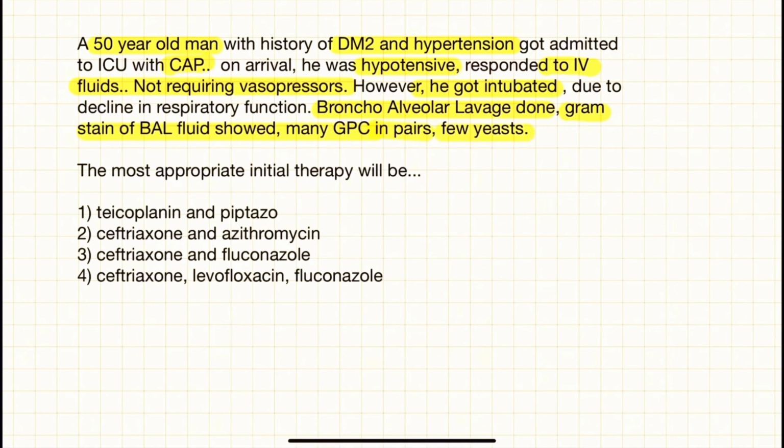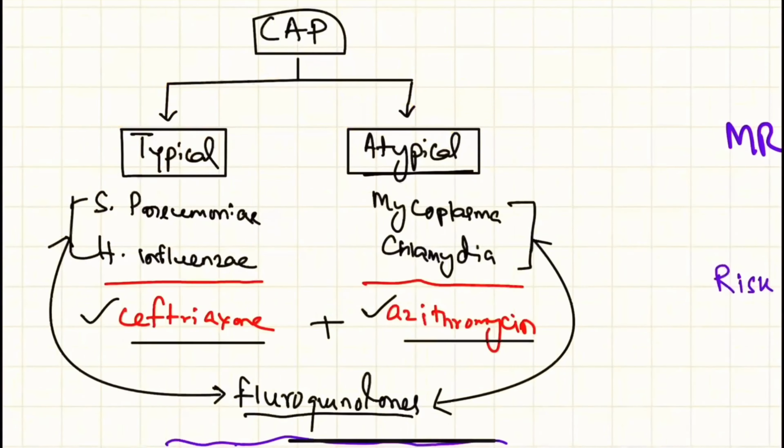Now, in this case, what are the antibiotics we can give? We have four options. We'll discuss what will be the best option. For community-acquired pneumonia, we have to cover two kinds of pathogens: typical pathogens and atypical pathogens. In typical pathogens, we have Streptococcus pneumoniae and Haemophilus influenzae. These are the most common pathogens that can cause a typical CAP. And atypical, we have Mycoplasma, Chlamydia, and also Legionella. So we have to choose an antibiotic which can cover both typical and atypical.